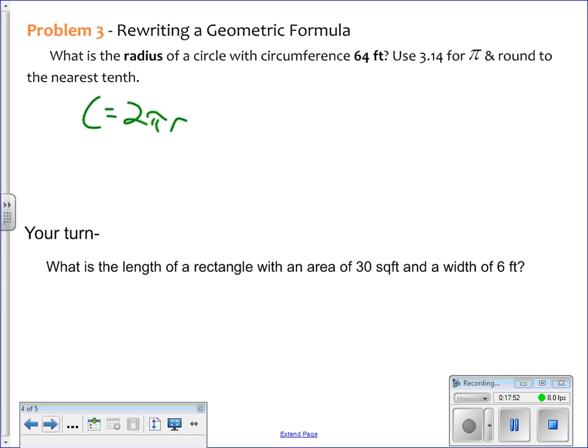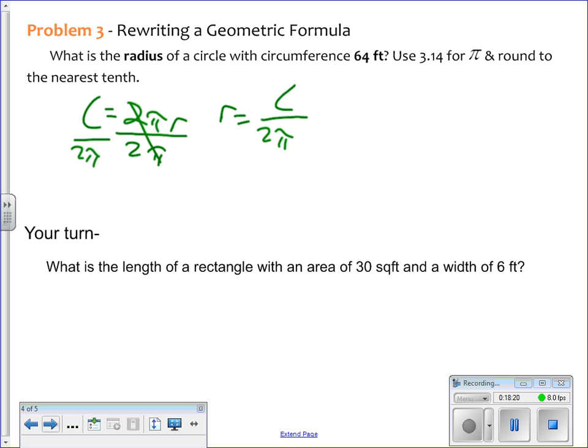What's the opposite of multiplication? Division. So instead of multiplying 2 pi times r to get r by itself, I divide both sides by 2 pi. Those cancel. And I get the radius is equal to the circumference divided by 2 pi. That's half my answer. That's step 1. Step 2.